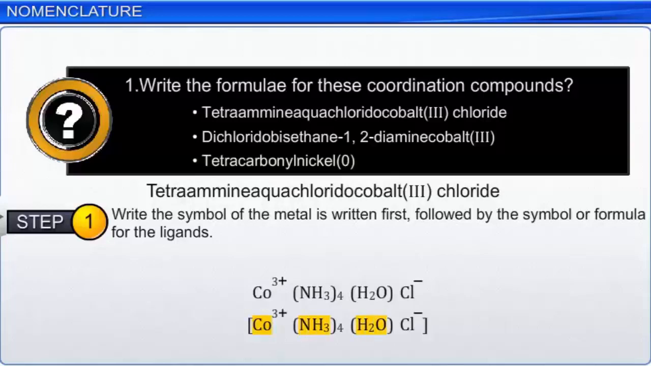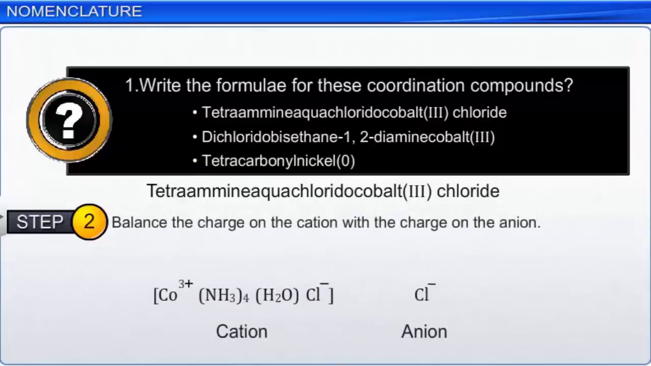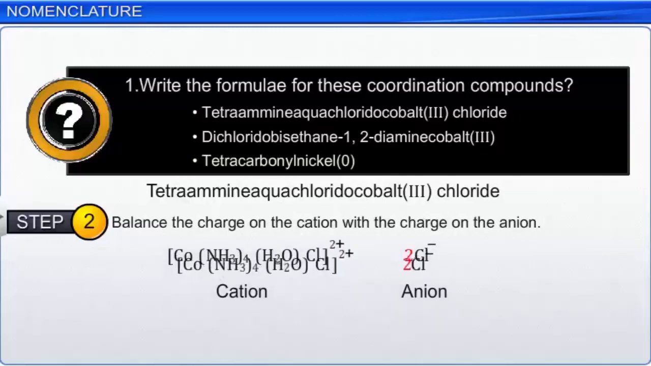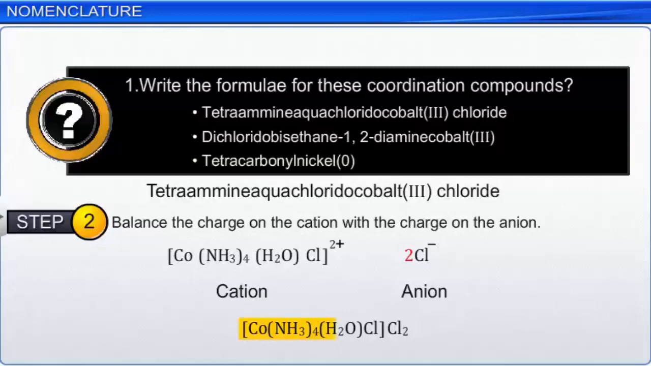The next task is to balance the charge on the cation with the charge on the anion. Since amine and aqua ligands are neutral, and there is only one chloride ligand inside the coordination sphere, the charge on the complex ion is +2. Hence, two anions can neutralize the charge on the cation. Thus, the formula for the given compound is [Co(NH3)4(H2O)Cl]Cl2. Similarly, the formulae for the other two complexes are written as shown here.